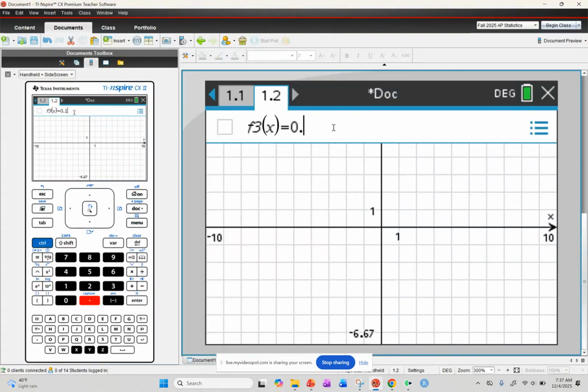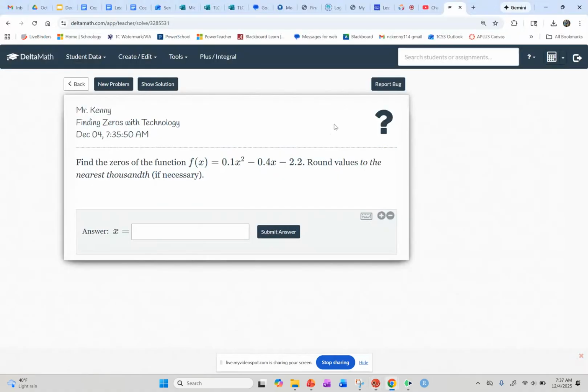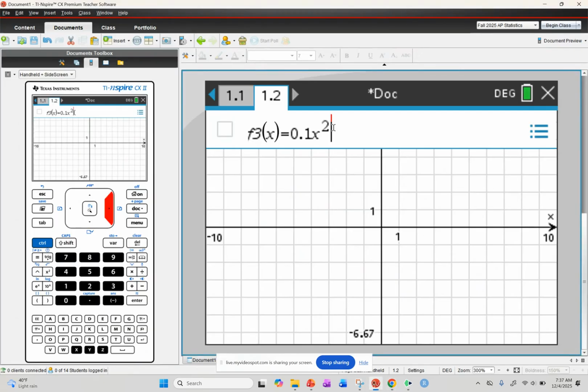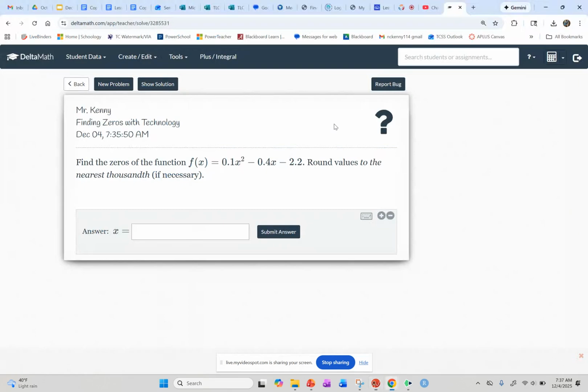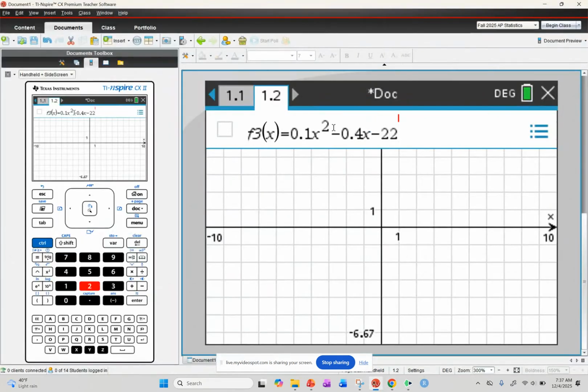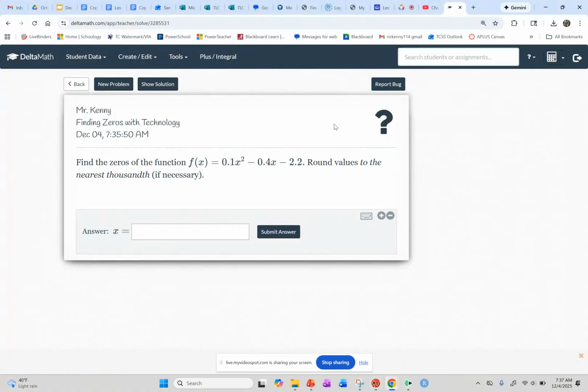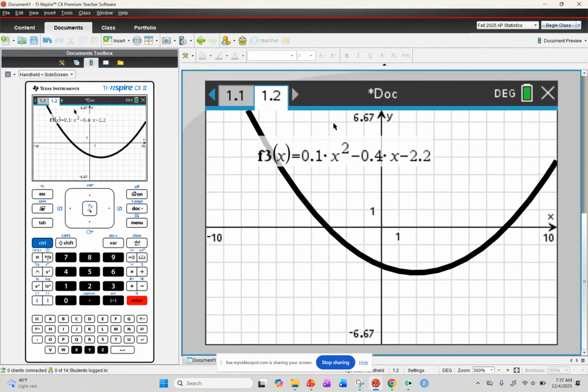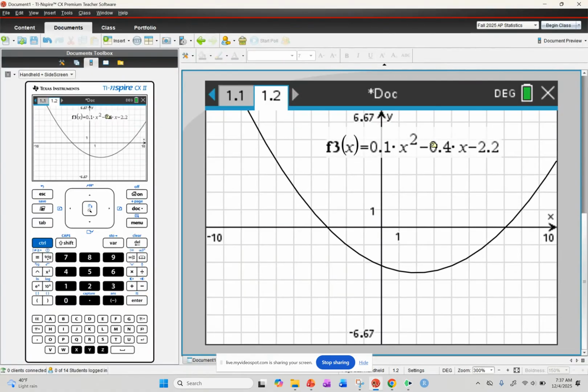So 0.1x squared minus 0.4x minus 2.2. One word of caution is please make sure you check it, make sure that it's all typed in correctly, otherwise things will get frustrating. Now, when you have a graph like this, please be careful because it may look like 1, 2, 3, 4, 5, 6, 7 is my 0, right?